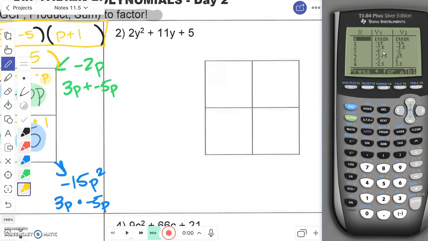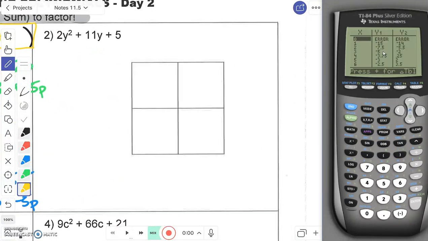Okay, let's look at number 2. So I'm going to go through my GPS. Do I have a greatest common factor? 2y squared, 11y, so they don't have a y in common, and they don't have any numbers in common either, because 11 and 5 can only break down into 1, and so can 2, so there's definitely not going to be anything. So this is when it's 1 or none.